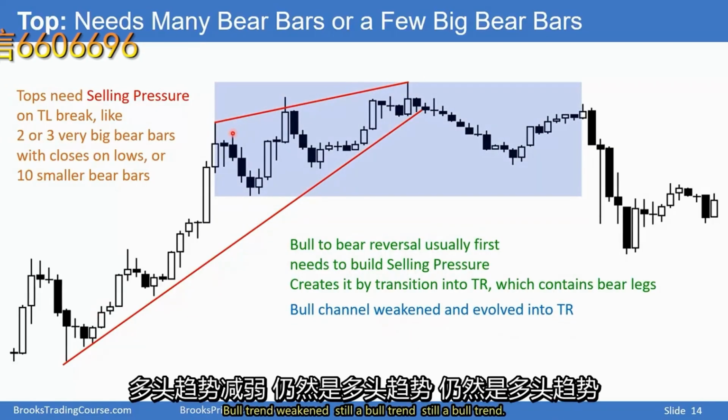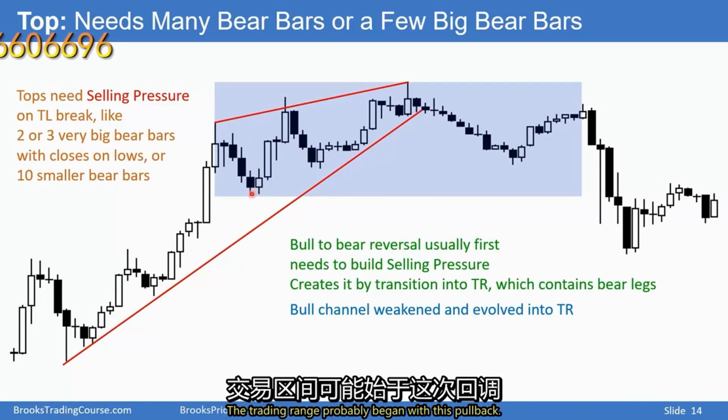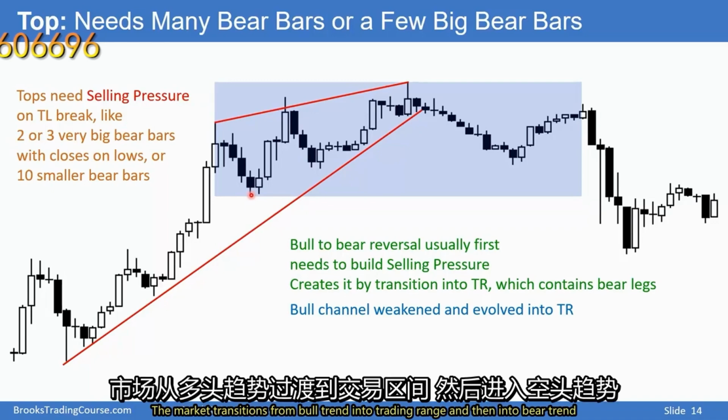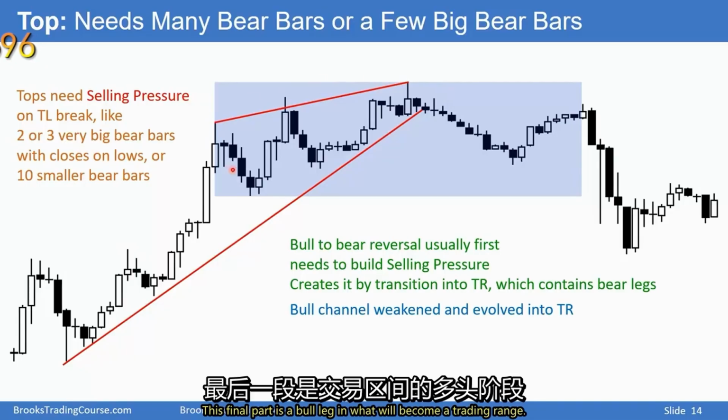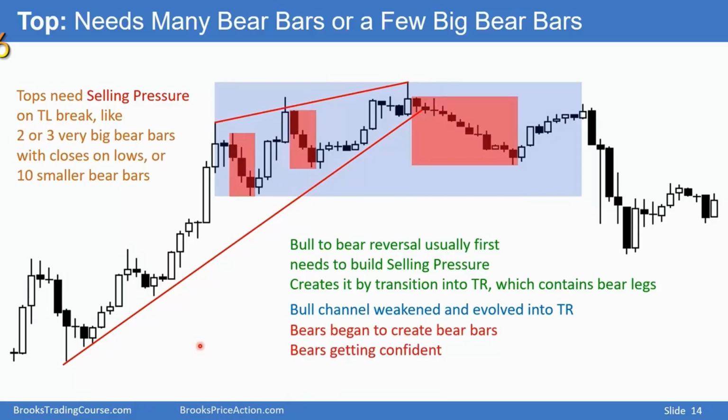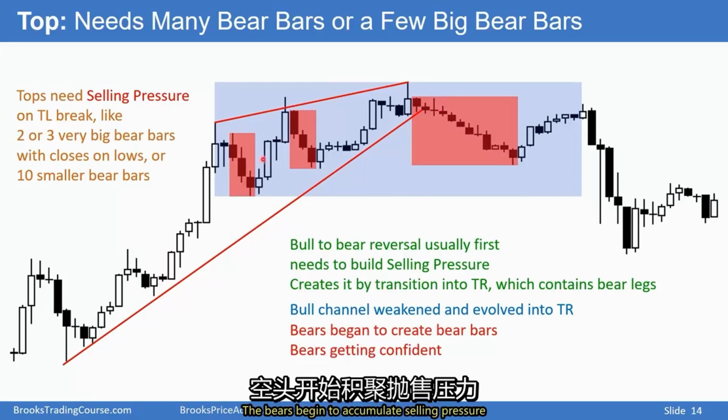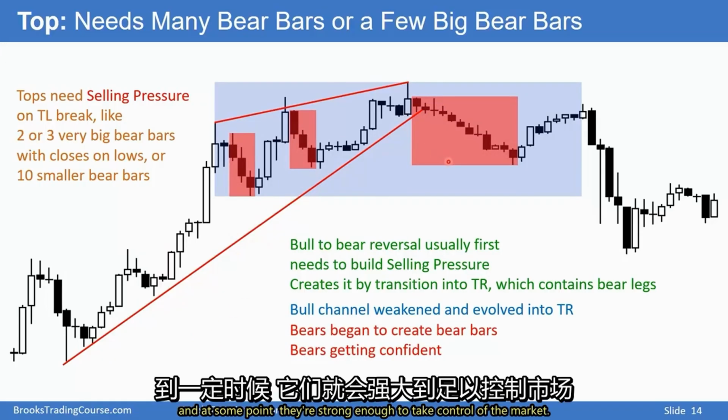Bull trend weakened, still a bull trend. The trading range probably began with this pullback. The market transitions from bull trend into trading range and then into bear trend. And the trading range often begins before the final high of the bull trend. This final part is a bull leg in what will become a trading range. The bears begin to accumulate selling pressure, and at some point they're strong enough to take control of the market.